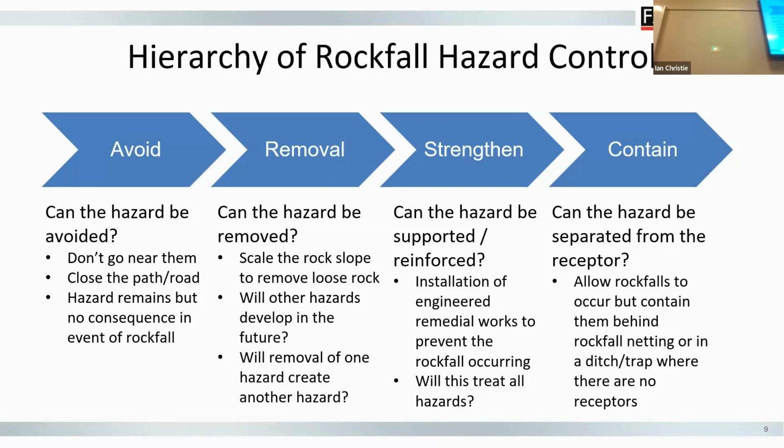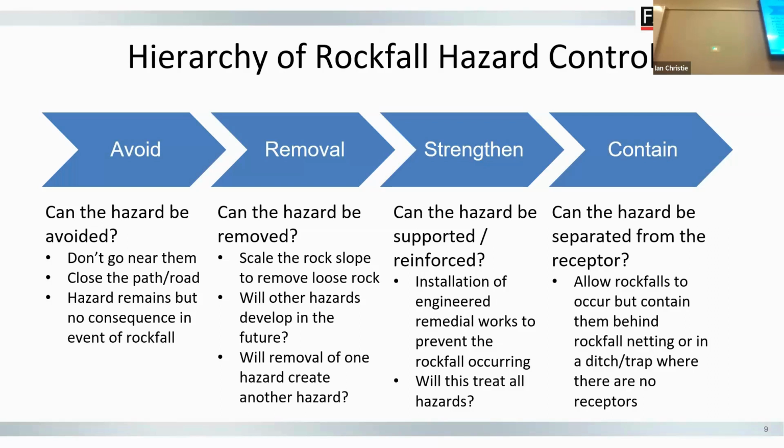So then we would ask ourselves, can we remove the hazards? Again, it comes down to what type of hazard you have. Is it small scale surface instability? Can that be treated with just some light scaling? Or does it need removal of the entire rock slope? And is that possible? You need to ask yourself, will scaling treat all the hazards, or will it allow other hazards to develop in the future?